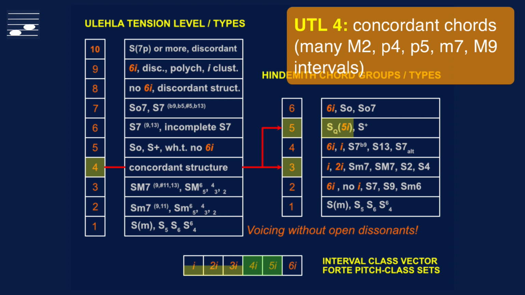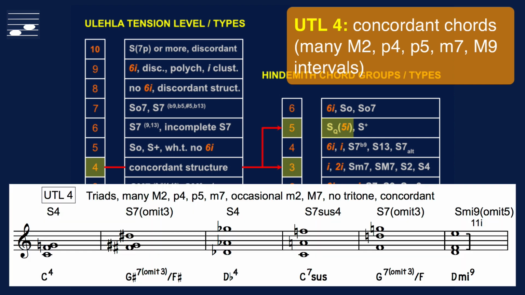In the Hindemith scheme we find these in groups 3 and 5, the latter containing quartal chords. Here we first see 3-part examples, including modal chords S2 and S4, the sus4 and incomplete chords.